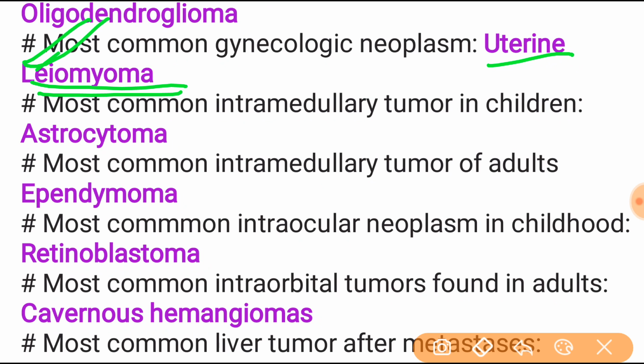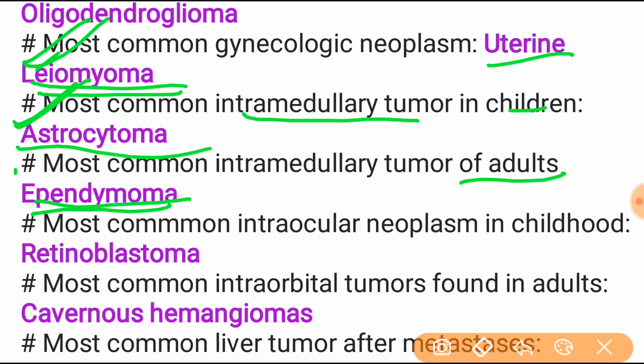The most common intramedullary tumor in children is astrocytoma. This is also a very most important topic. The most common intramedullary tumor of the adult is ependymoma. This is also most important. And the most common intraocular neoplasm in childhood is retinoblastoma. It is also a very important topic.